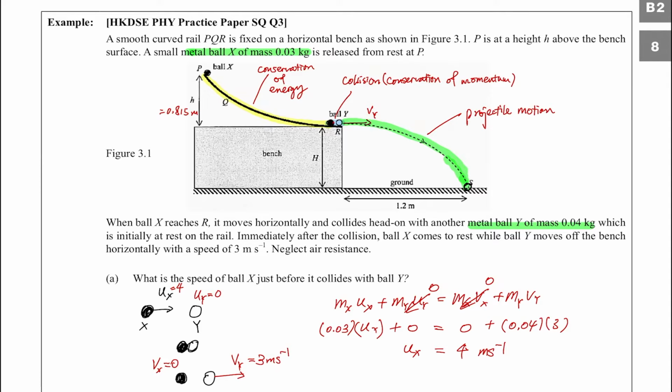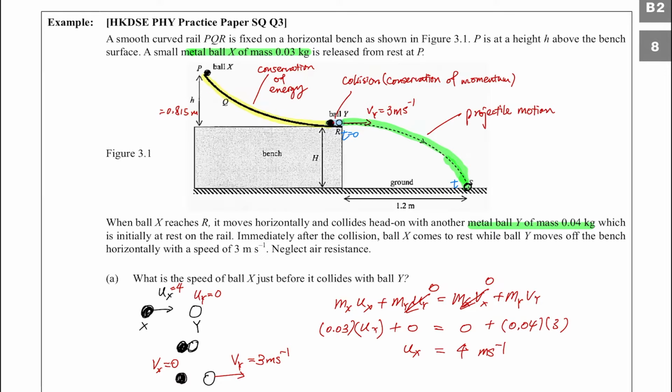That is, let's look at the green part of the motion. The ball Y is being collided and it is projected at a speed of Vy. We know what is the speed of Vy because the question gives us this information. Ball Y moves off the bench horizontally with a speed of 3 meters per second. So that means this speed is 3 meters per second. So as usual for projectile motion, let's assume the moment when the ball is being projected, the time is equal to 0, and when it hits the ground, the time is t.